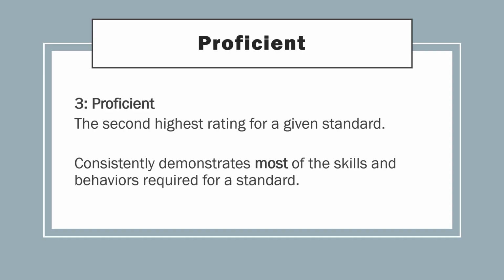The difference between advanced proficient and proficient is in the level of mastery. This rating is the second highest rating for a given standard. Proficient candidates are observed showing most of the skills and behaviors of a standard, though they may not have displayed or mastered all of the skills. Each standard has its own specific description for what a proficient rating entails.